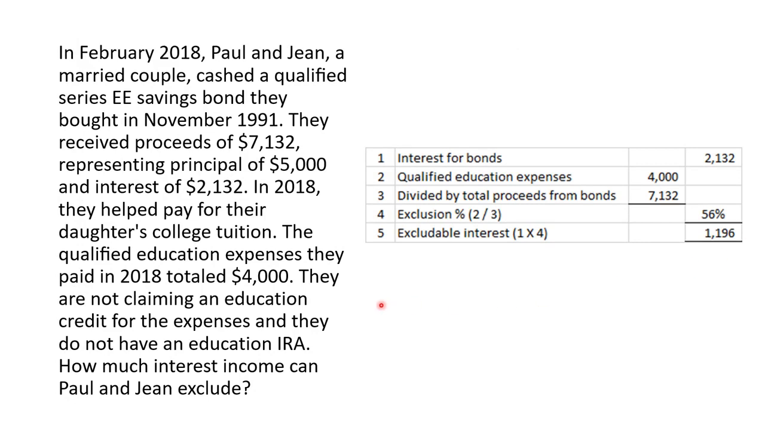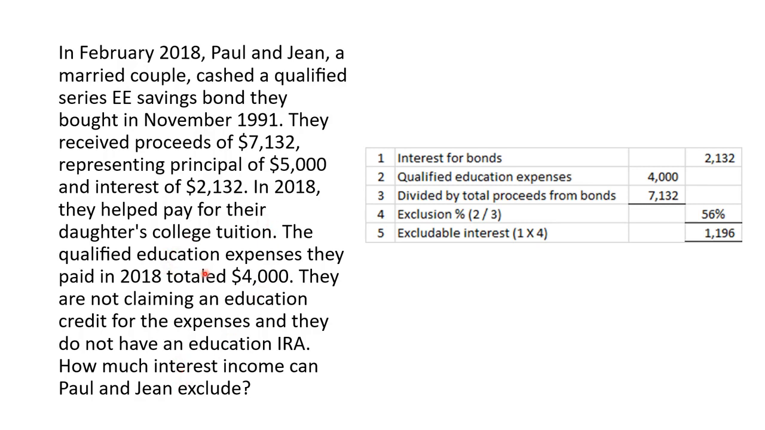Another question. In February 2018, Paul and Jean, a married couple, cashed a qualified Series EE savings bond they had bought many years ago. They received proceeds of $7,132. That came from principal of $5,000 and interest of $2,132. In 2018, they helped pay for their daughter's college tuition. The qualified education expenses were $4,000. They are not claiming an education credit for the expenses, and they do not have an education IRA. How much interest income can Paul and Jean exclude?